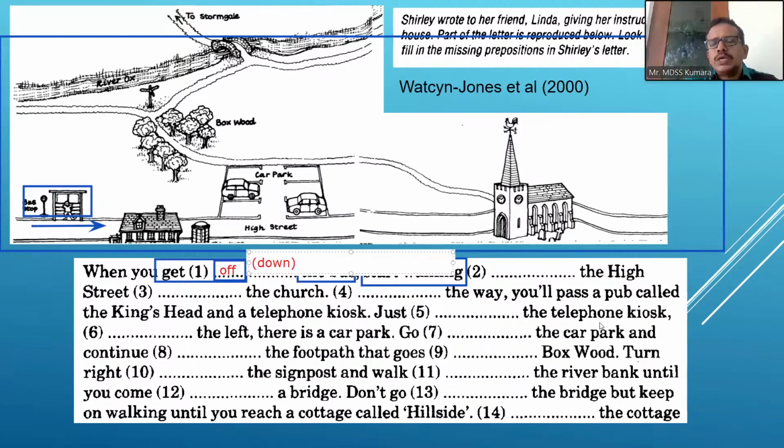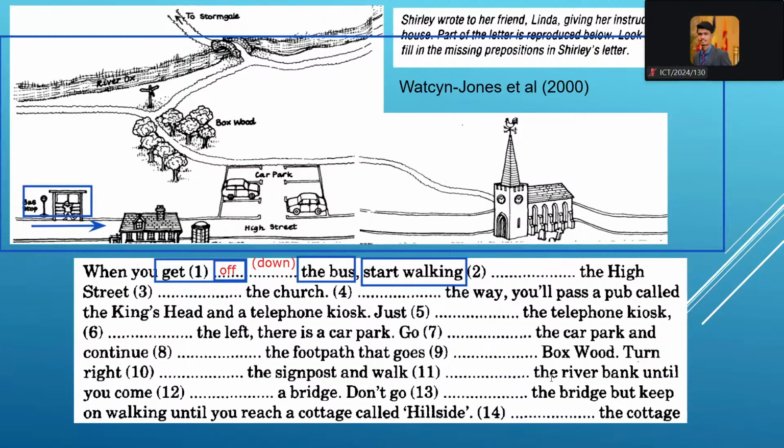Okay, so we look at the answers for the first blanks here, the first slide. When you get off the bus, start walking blank the high street. Blank number 2. What is your answer? Along. Yes, along the high street.